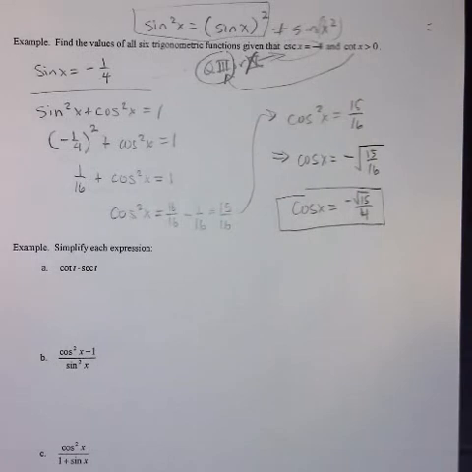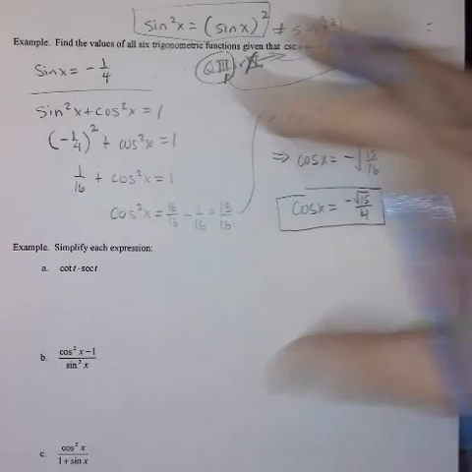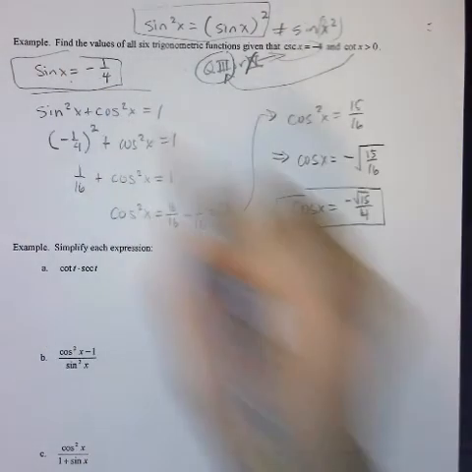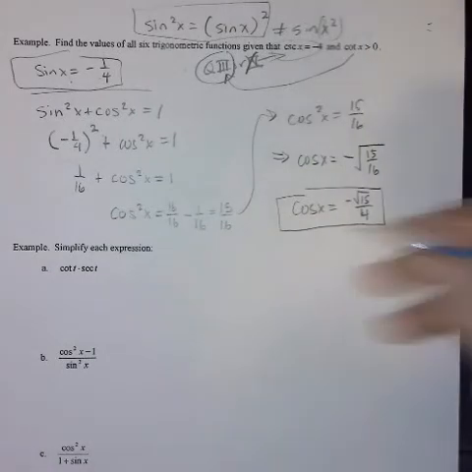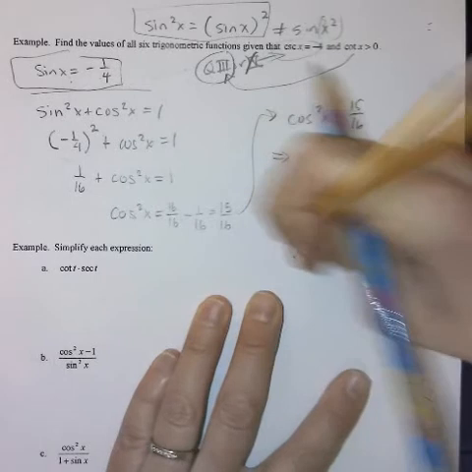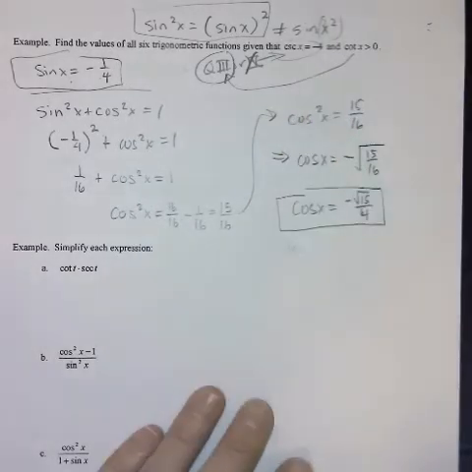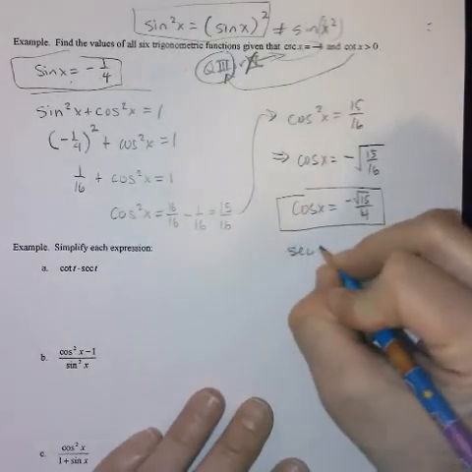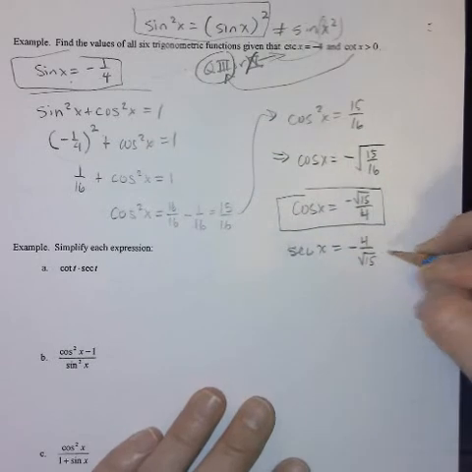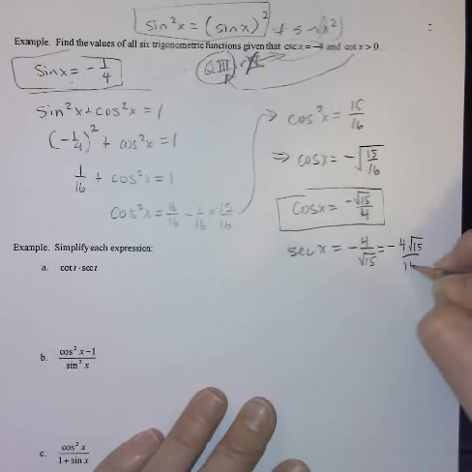And then once we have that, we can find the other 3 functions. Right? We've got this one, and this one, that's 3. So then tangent, well, let's do secant first because that's just the reciprocal of this. So secant of x is -4 over square root of 15. And you don't have to rationalize that, but if you do, -4 square root of 15 over 15.